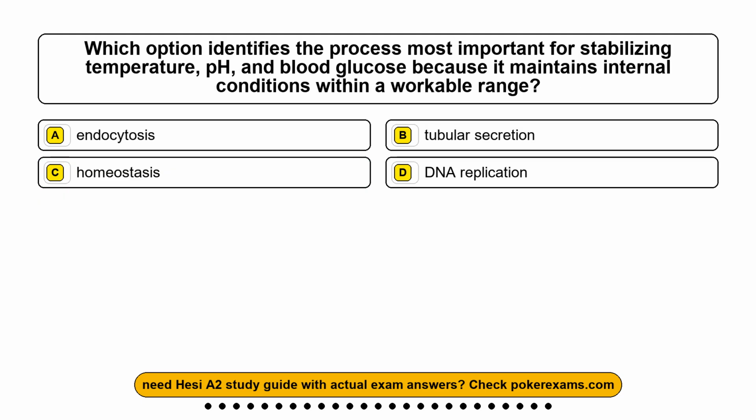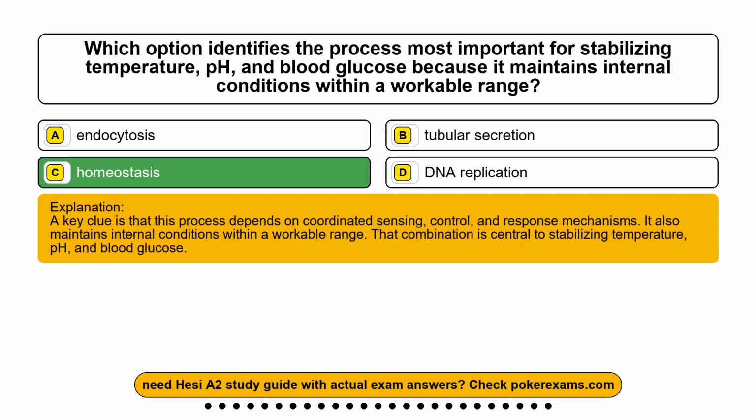Question 20. Which option identifies the process most important for stabilizing temperature, pH, and blood glucose because it maintains internal conditions within a workable range? Option A, endocytosis. Option B, tubular secretion. Option C, homeostasis. Option D, DNA replication. The correct answer is option C, homeostasis.